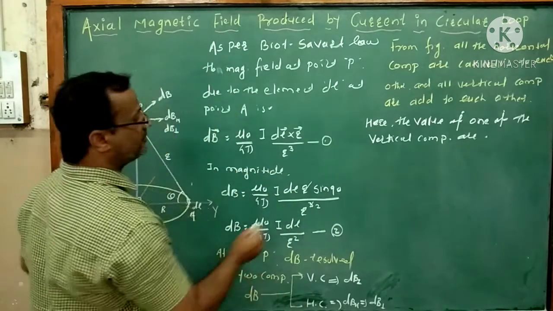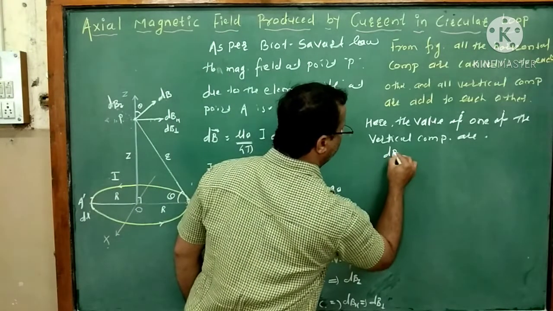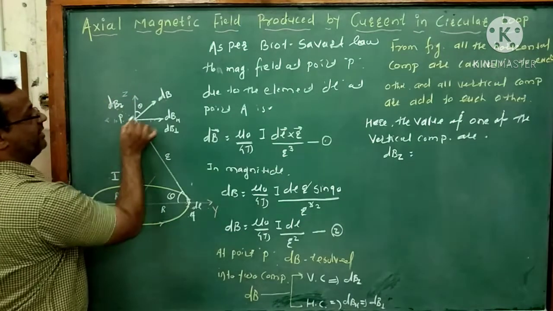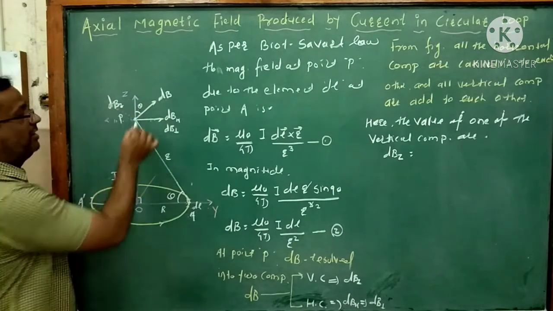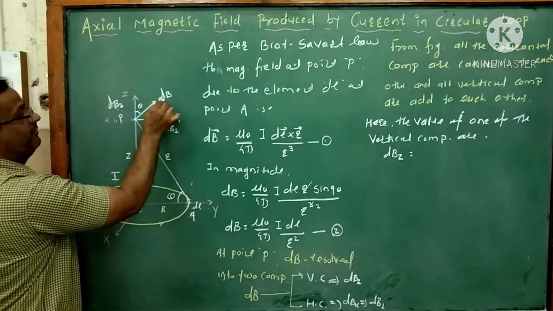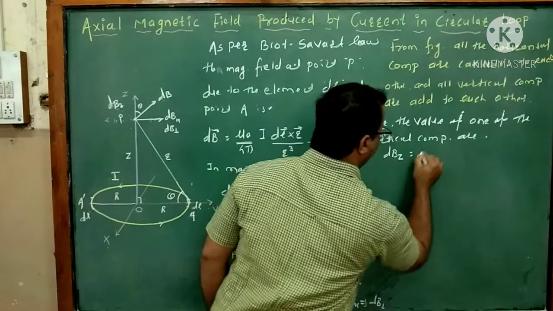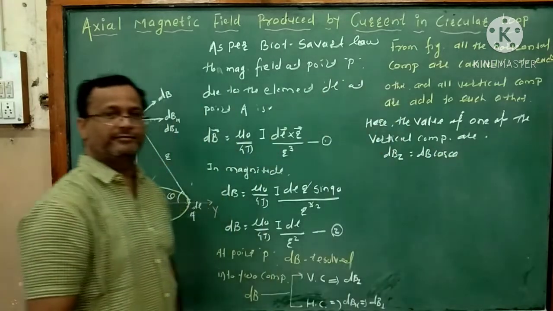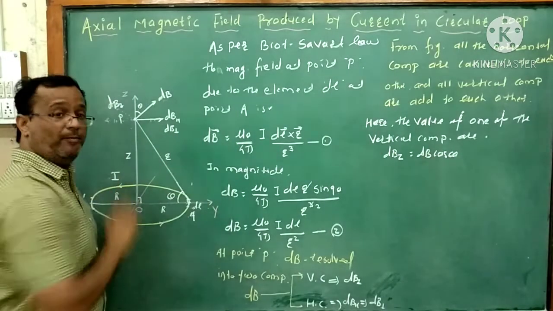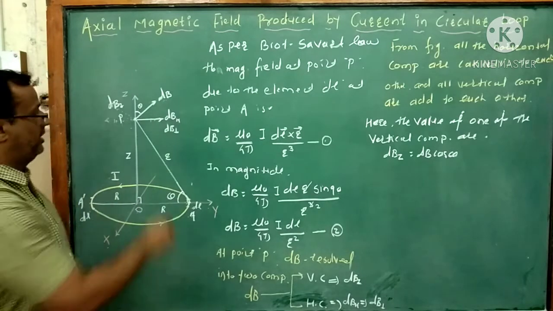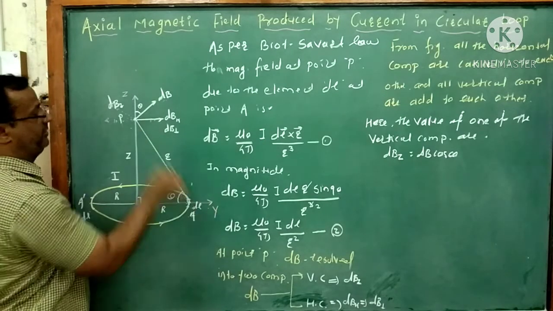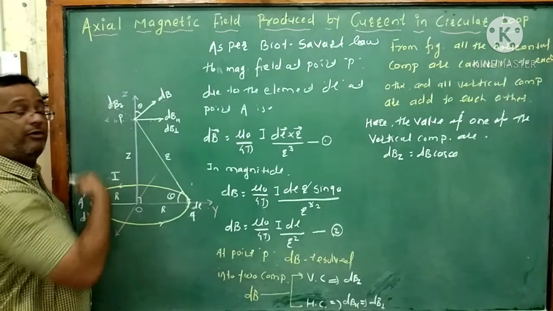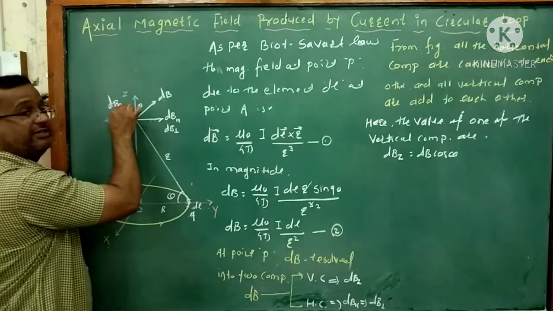See here, now this will be the dBz. Here, between the Z axis and dB, the angle is theta. So along this direction, the value we get is dB cos theta. Here we get n number of components. Now this is about only this element, but here we get n number of such elements. For each element we get the same value, that is dBz.